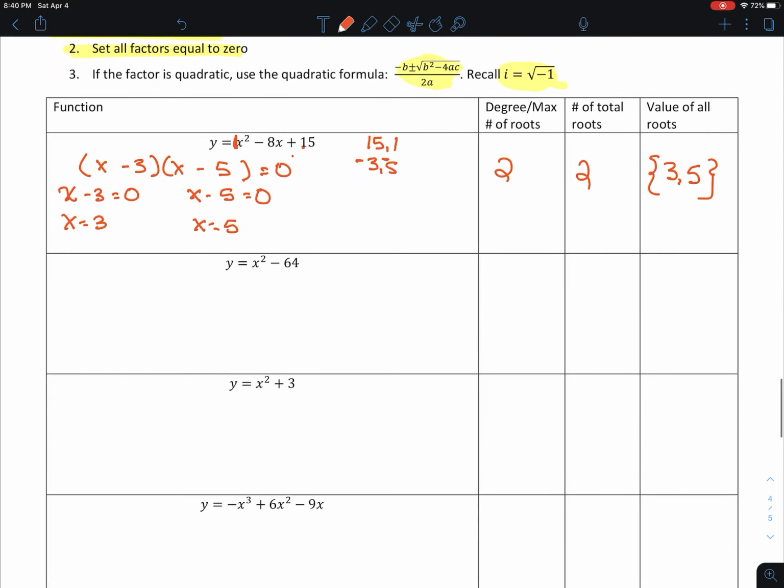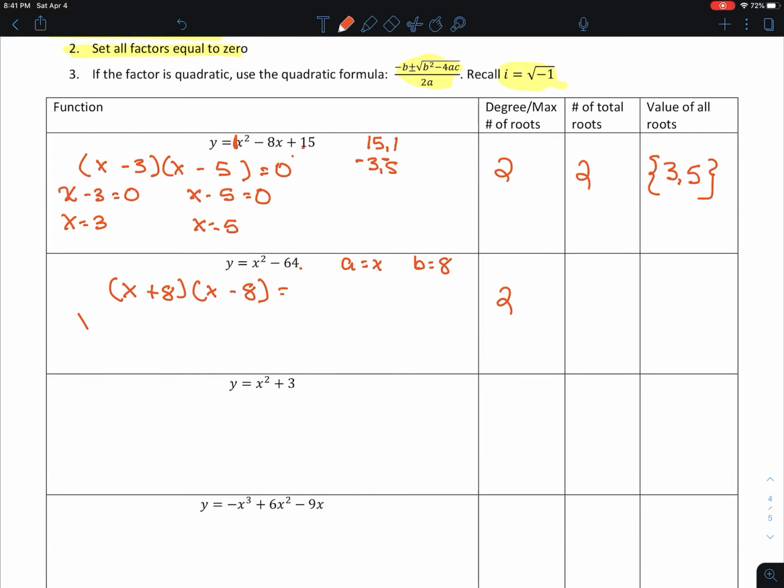Okay, we have x squared minus 64. Again, this is degree 2. We need to factor this. This is the difference of two squares, if you recall that from the first day of this unit. So a is x and b is 8, because 8 times 8 is 64. So this is (x + 8)(x - 8).